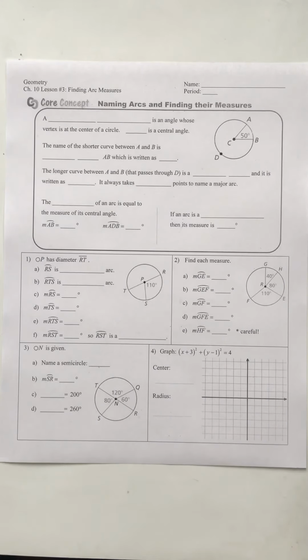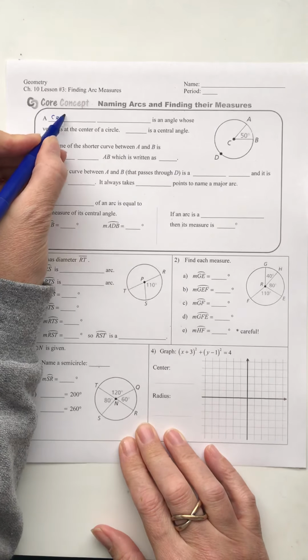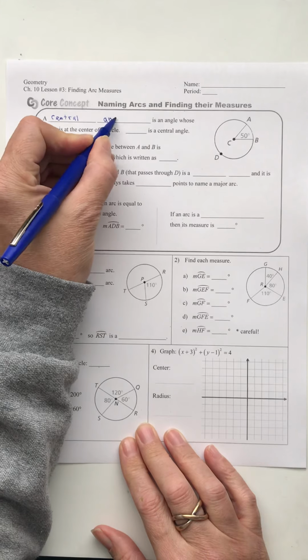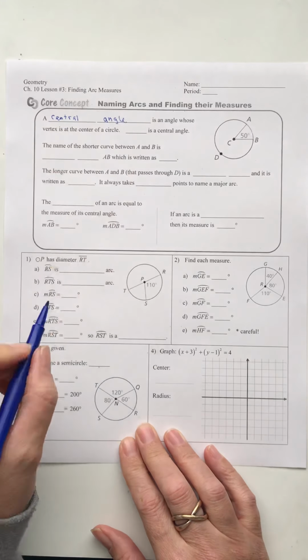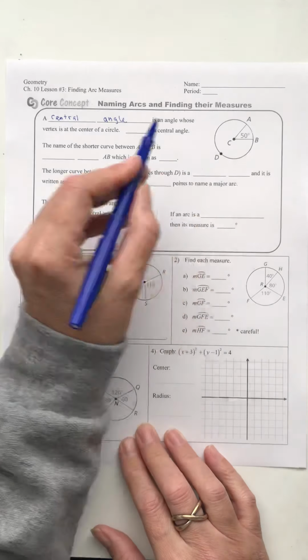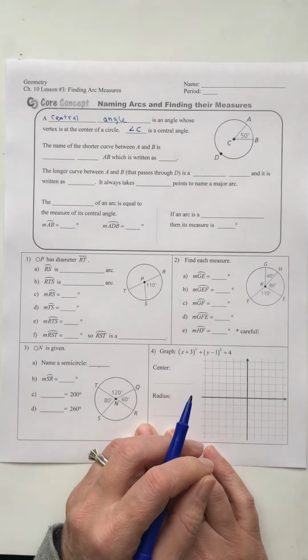This is a lesson on Chapter 10, assignment number 3, the notes for naming arcs and finding their measures. So, a central angle is an angle whose vertex is at the center of a circle, and in this circle, angle C is the central angle.